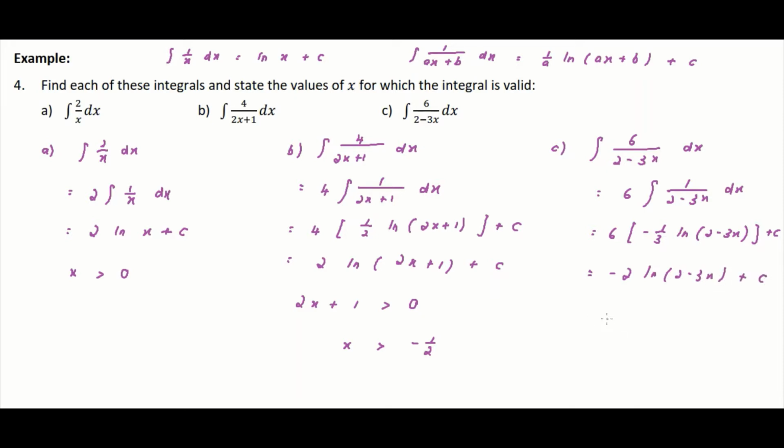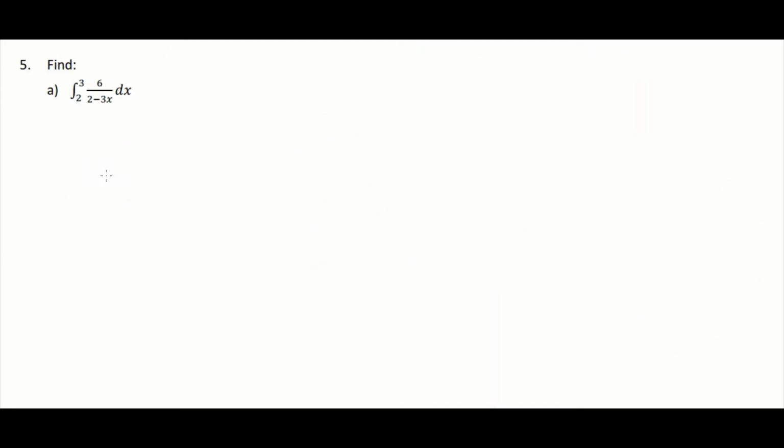So the same thing in this case, 2 minus 3x must be positive for your ln to be valid. So that's why x is greater than, what is that? So you bring it, sorry. So it will be smaller than, okay, 2 over 3. Okay, all right, so move on to number 5. Okay, so same thing, but this is in finite integral.